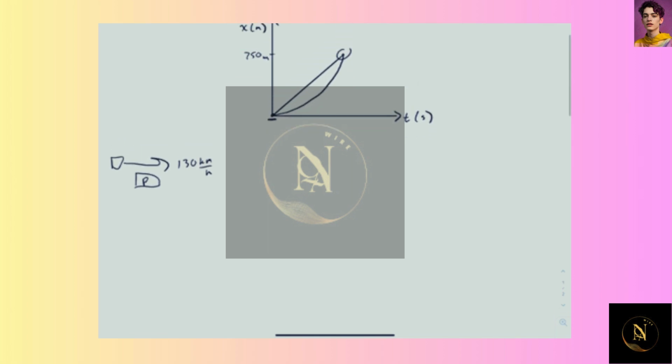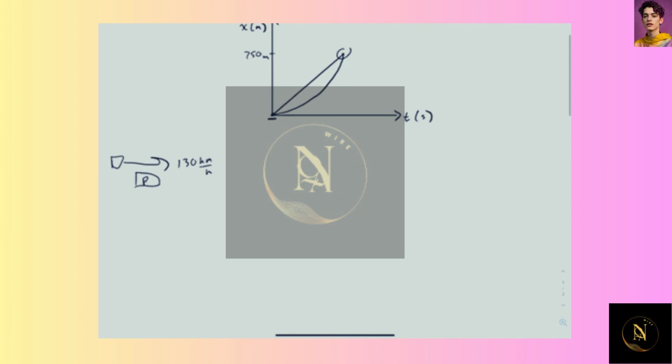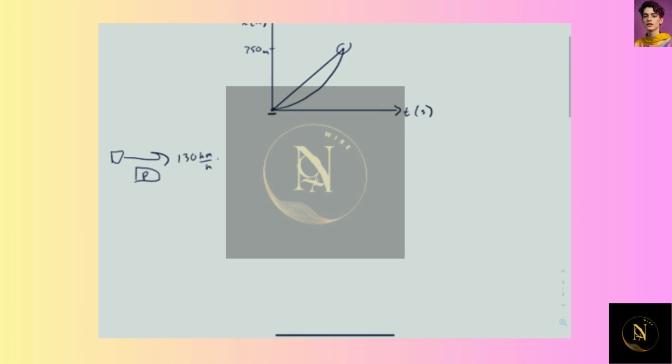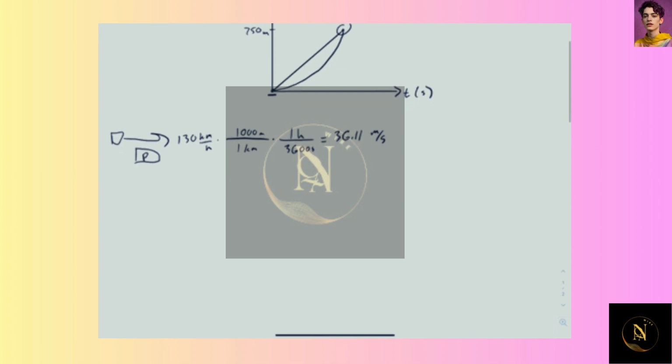Now, to figure out the time it takes for this to happen, well, we know the velocity of this car, and I'm just going to convert that to meters per second. So we have 1 kilometer is 1,000 meters, and 1 hour is 3,600 seconds. So this is going to be 36.11 meters per second.